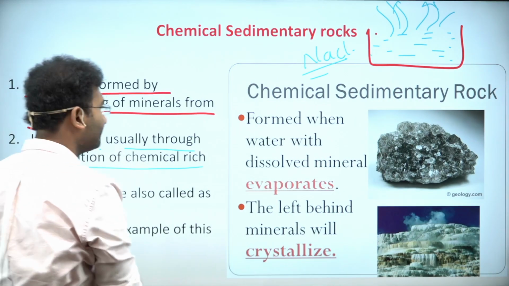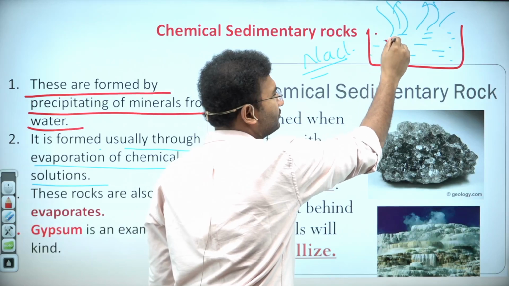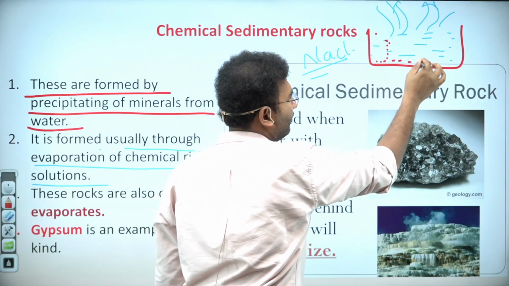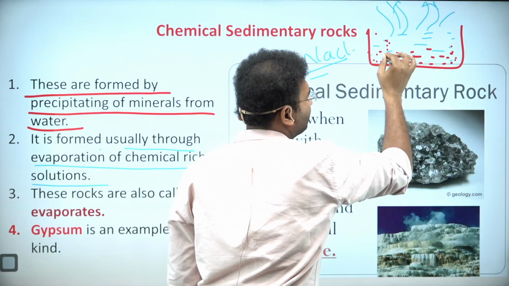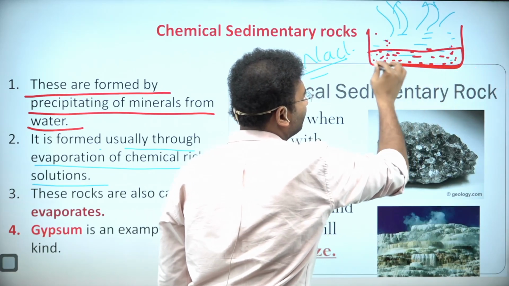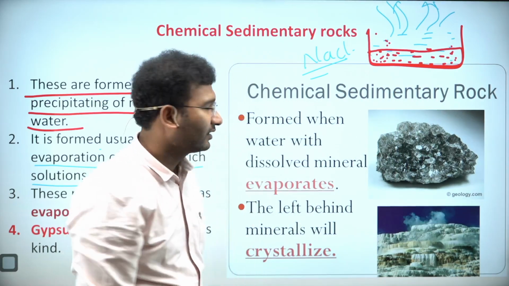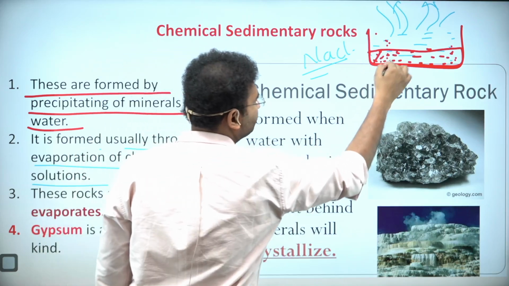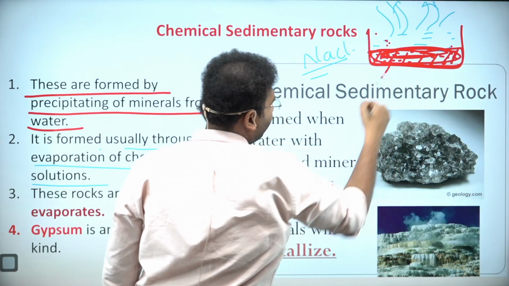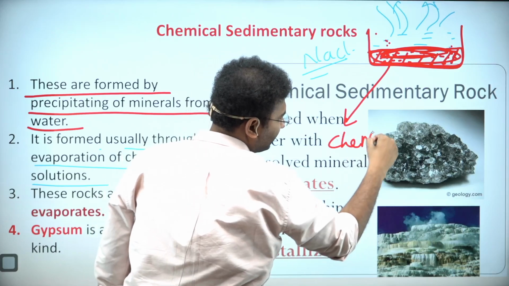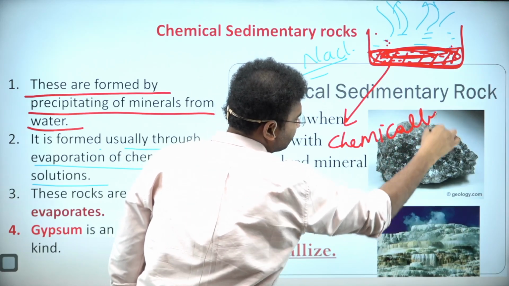Now what is this precipitation? Precipitation means the salt slowly deposits at the bottom, and finally after depositing, if you dry them, this will become a rock. Now this rock is called a chemically sedimented rock.